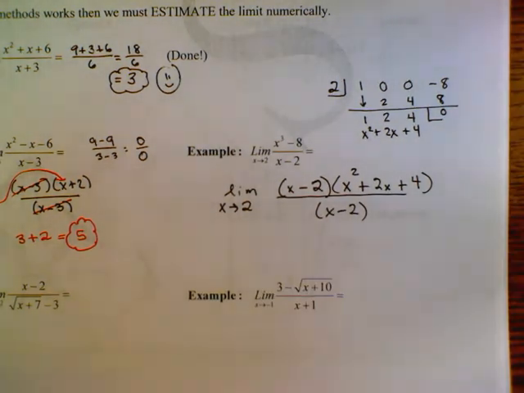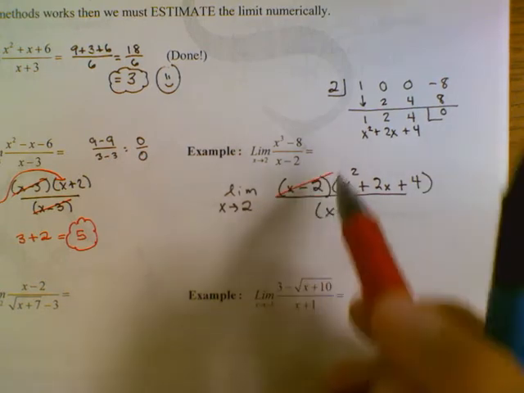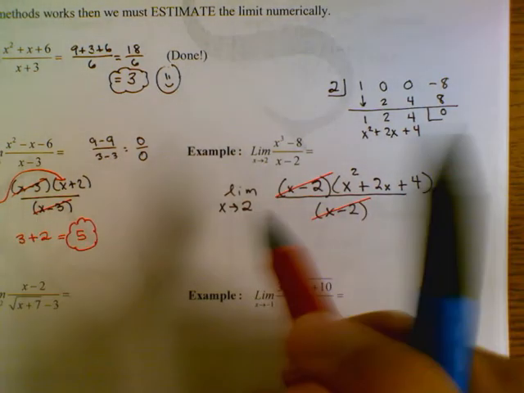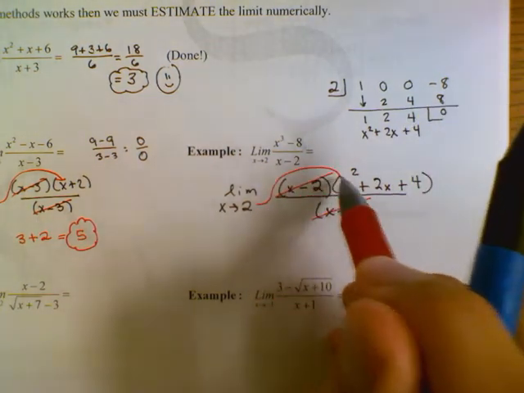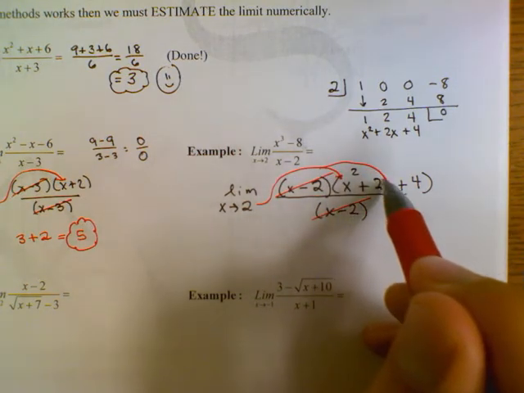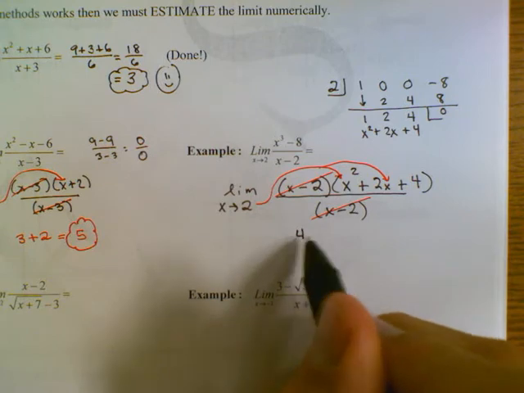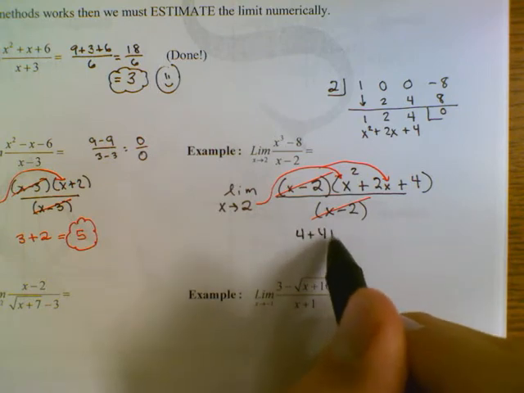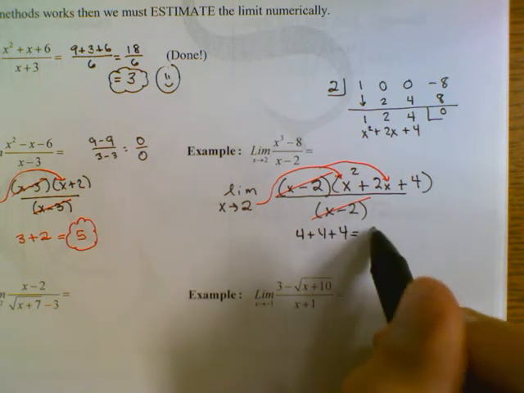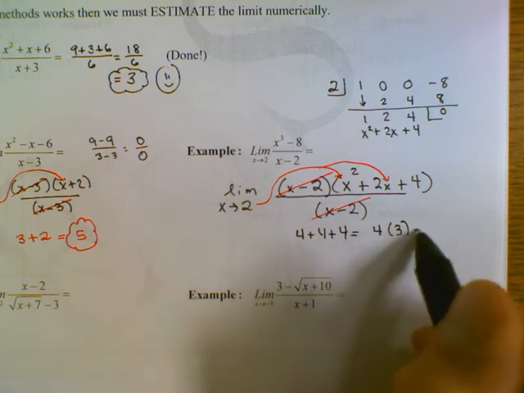So we're going to cross out the common factors. And once I cross out, I'm also going to be putting in x equals 2 wherever I see an x. So I'm just going to call this 4 plus 4 plus 4, which is the same thing as 4 times 3, or 12.